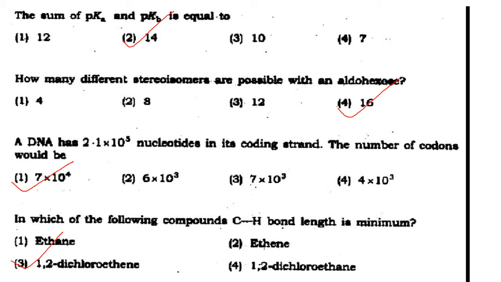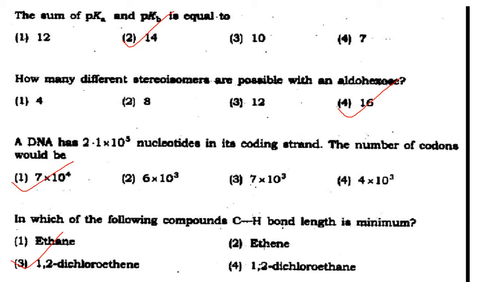The sum of pKa and pKb is equal to 12, 14, 10, 7. Answer is option 2, 14. How many different stereoisomers are possible with aldohexose? 4, 8, 12, 16. Now aldohexose has 4 chiral carbons, so it will have 2 raised to 4, that is 16 stereoisomers.